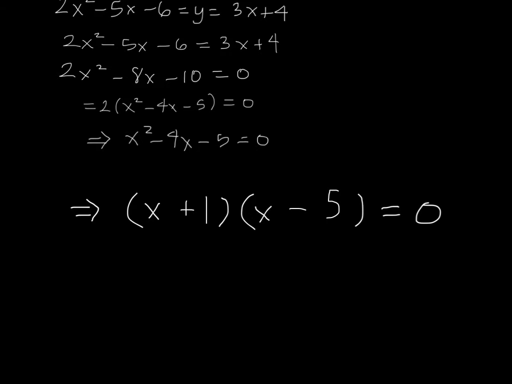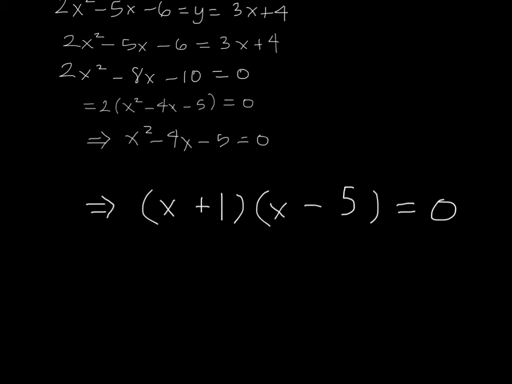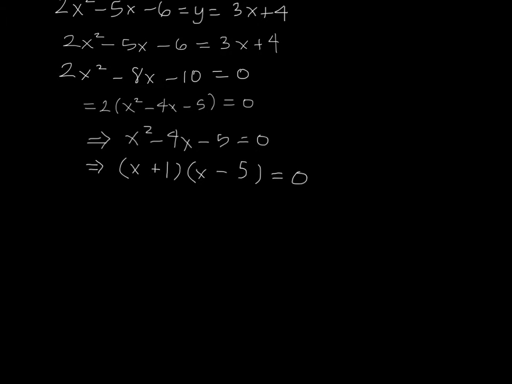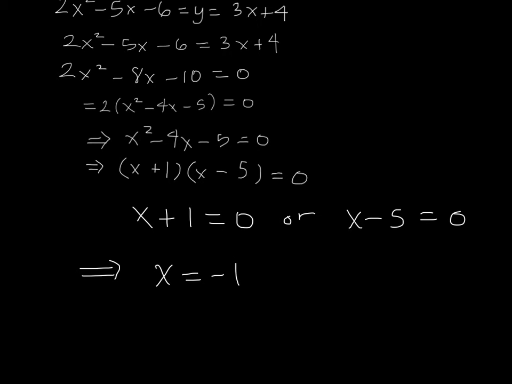Plus 1, minus 5. And now I have x plus 1 times x minus 5 equals 0, which means either x plus 1 is 0 or x minus 5 is 0, because two things multiplied to be 0 means one of them in fact is 0. So I have x plus 1 equals 0, or x minus 5 equals 0, which gives me x equals minus 1 or x equals 5.